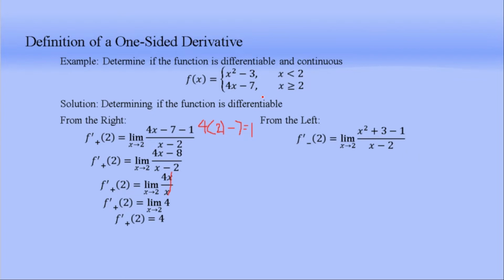Now we're going to use the first function, as the first function states the condition. So the first function states that x is less than 2. So from the left, less than 2. So we can use the first function, x squared minus 3 over x minus 2.